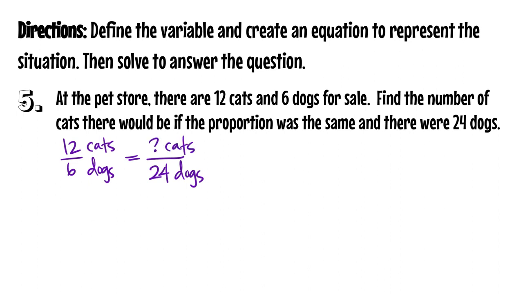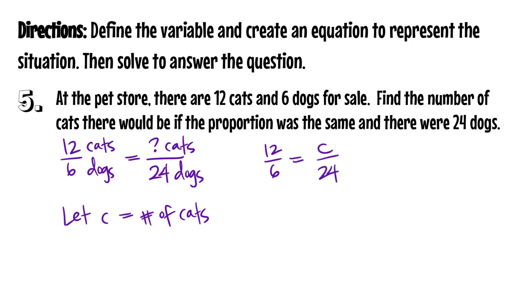And so the variable is going to represent the number of cats. Let's write that. I like to use a variable that makes sense for the problem. So we're going to say let C equal the number of cats. So our equation then is 12 over 6 equals C over 24. This is the equation that we created from our problem to solve for how many cats there would be.